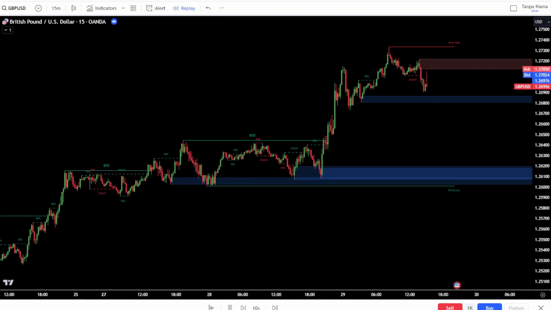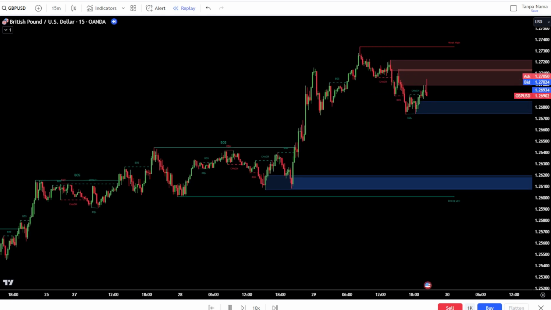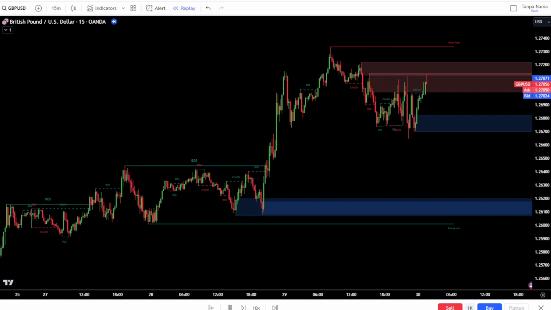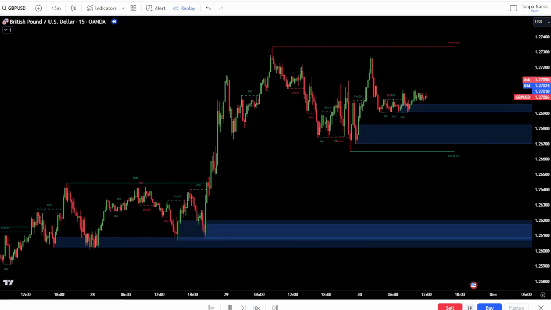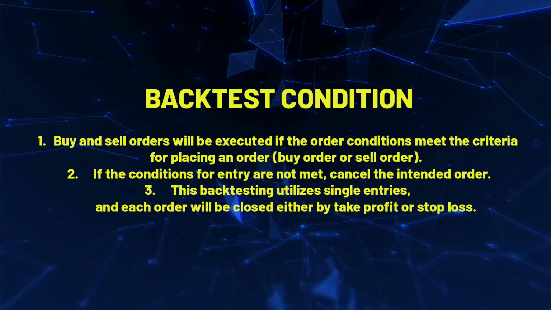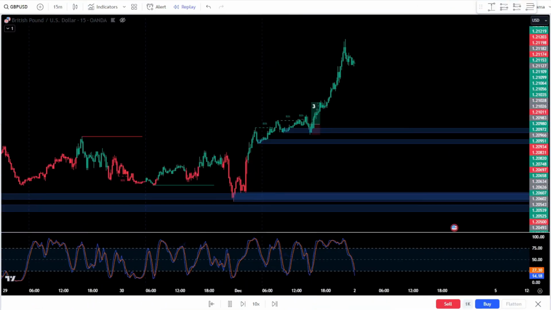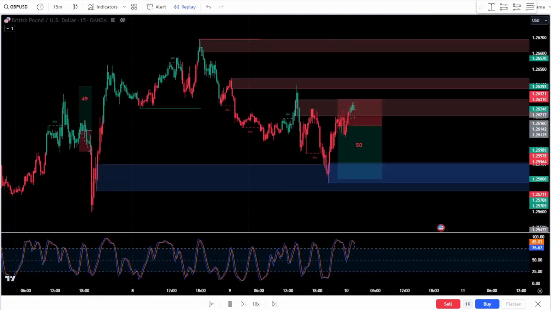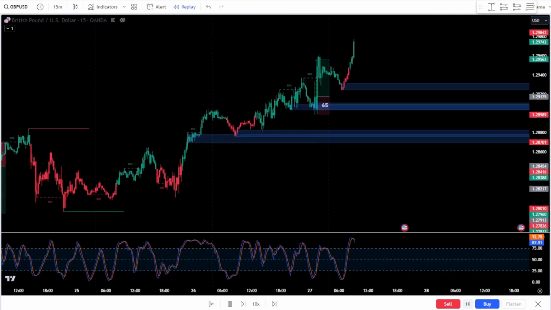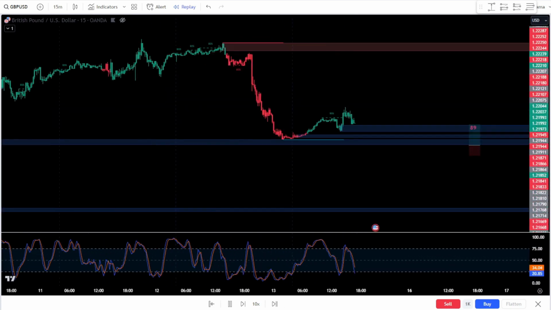To ensure that the scalping forex trading strategy using the smart money concept works, I will conduct backtesting on this scalping strategy. However, before proceeding, let me explain how this backtest will work. Now, let's perform backtesting for 100 trades using the smart money concept indicator. And after conducting the backtesting, here are the results.